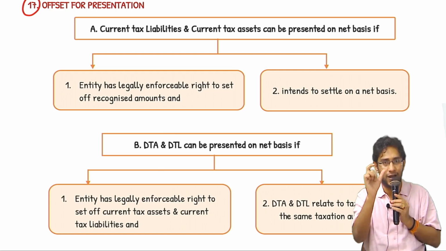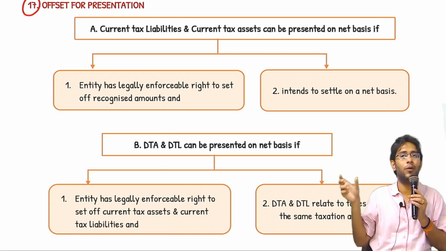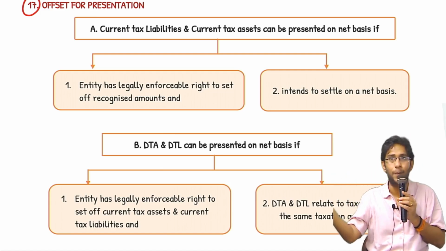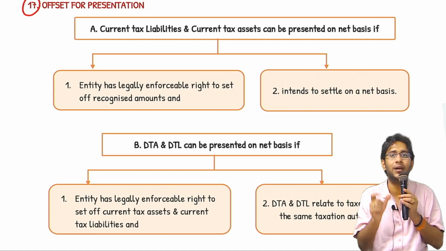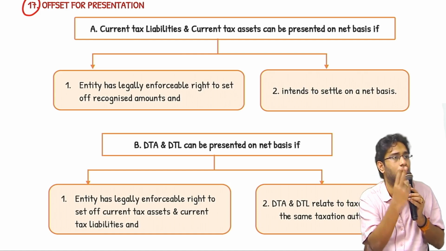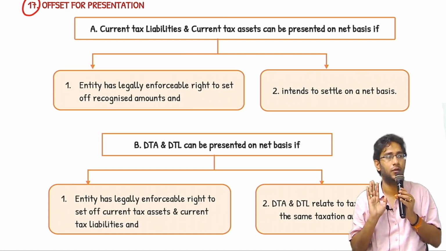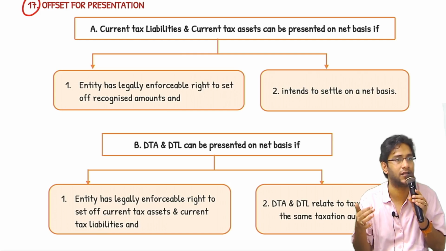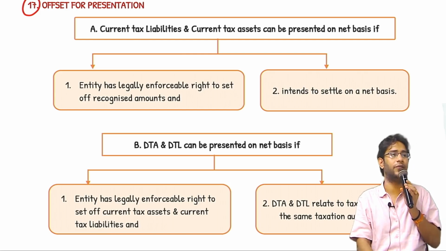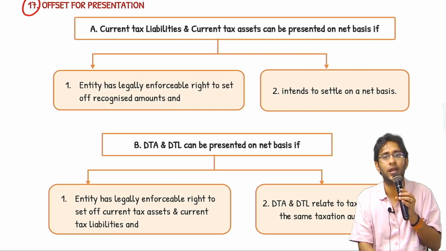Provision for tax 10 lakhs. On the asset side, whatever advance tax and TDS receivables are sitting, present them as a reduction from the provision for tax account and show the net current tax liability only as 2 lakh rupees. Clear, sir? This is about offsetting current tax liability and current tax assets. The same applies to deferred tax asset and deferred tax liability.